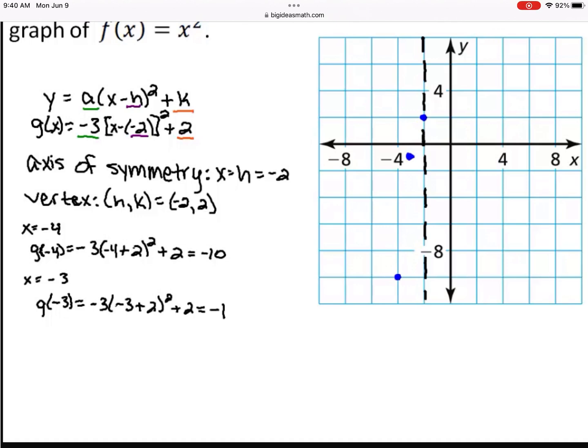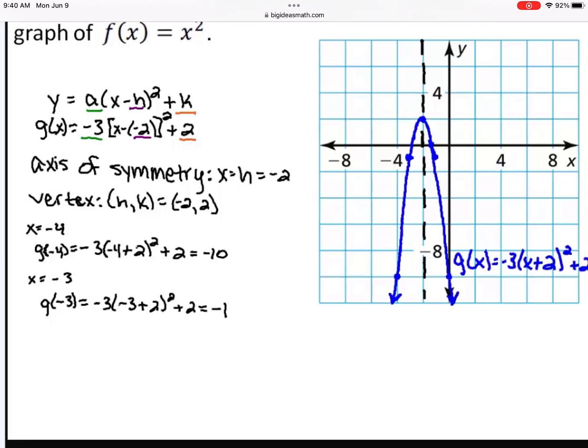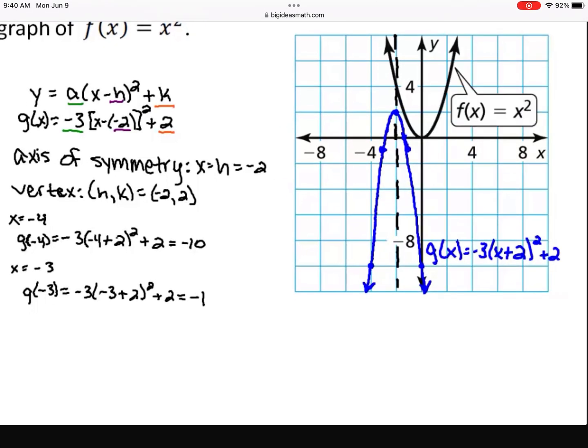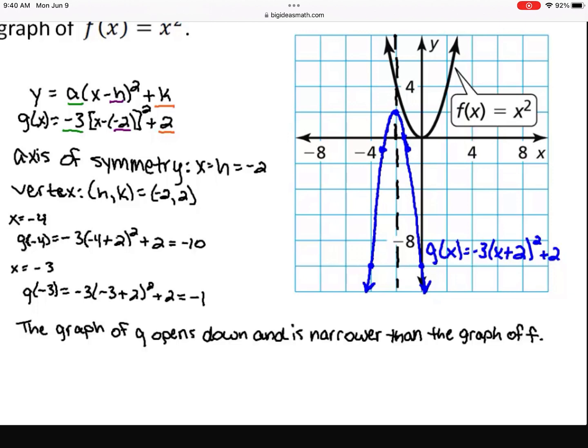Now you want to reflect these points in the axis of symmetry. So plot (0, -10) and (-1, -1). Then draw a smooth curve through the points. Now you want to compare the graph of g to the graph of f of x equals x squared. The graph of g opens down and is narrower than the graph of f.